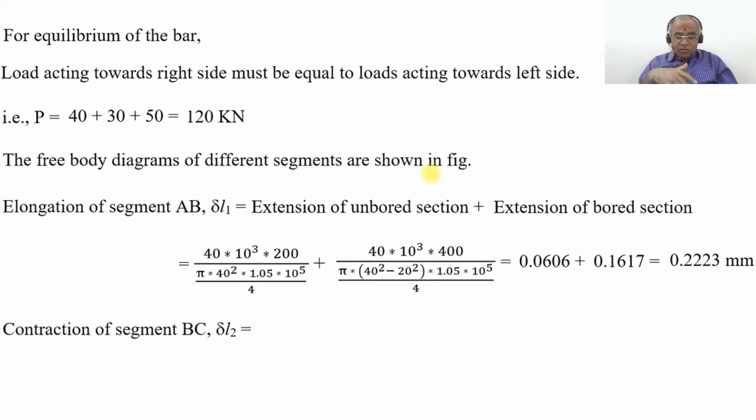Now we are going to take the second segment, which is BC, which is compressive in nature. So the contraction of segment BC, delta L2, is P2 into L2 by A2 into E. So what is P2? It is 80 into 10 to the power of 3 into length of the segment 800 divided by pi by 4 into 30 square into 1.05 into 10 to the power of 5. On simplification, you are going to get 0.8623.